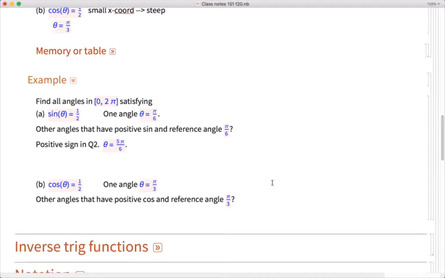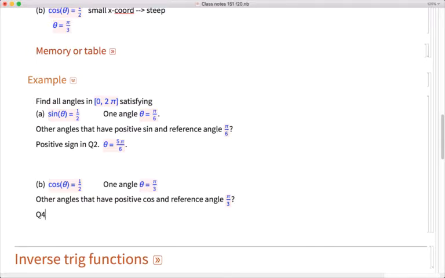Same thing here for the cosine. One angle we've already found in 0 to 2 pi. And the question, is there another? Okay, so we're trying to think about another angle that has a positive cosine and whose reference angle is pi over 3. And this winds up being down in Q4.